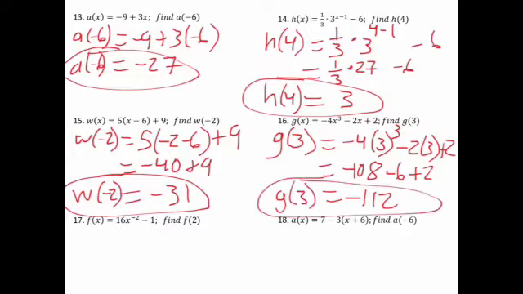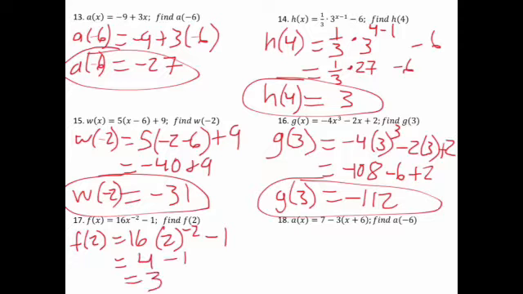And then on our last 2 here, you're going to take 2, plug it in where the x is, so we're going to get f of 2 equals 16 times 2 to the negative 2nd power minus 1. Well, 2 to the negative 2nd power is 1/4, and 1/4 of 16 is going to be 4. You got to subtract 1, so f of 2 is going to be 3.